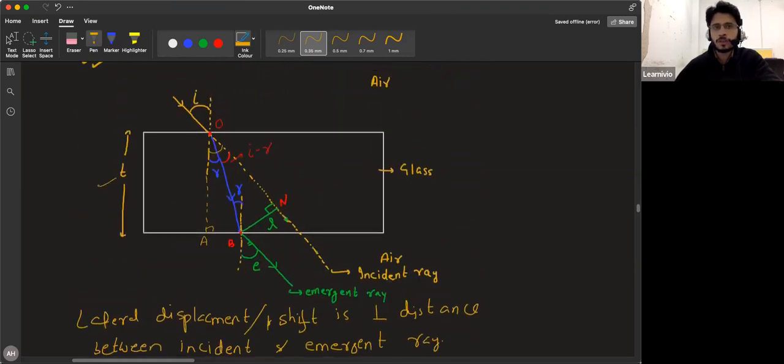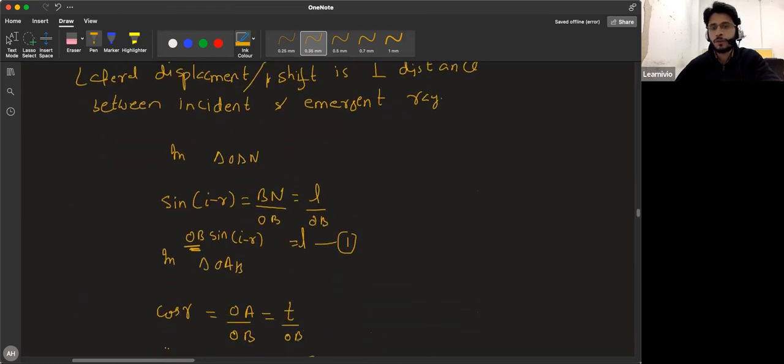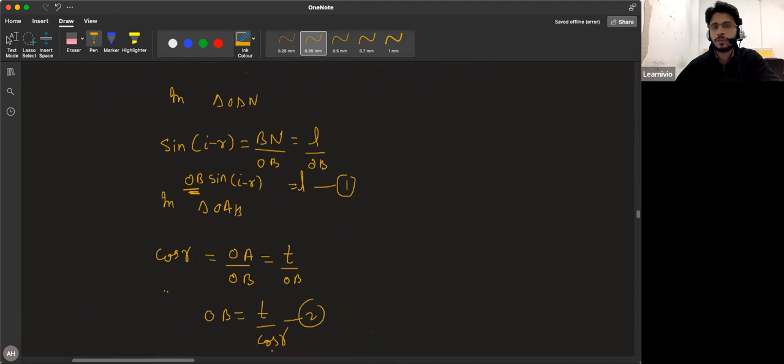OA is nothing but the thickness of the slab. This T is the thickness of the slab. This is the thickness. So you can write this as T by OB. From here, you can calculate OB. OB is T by cos R.